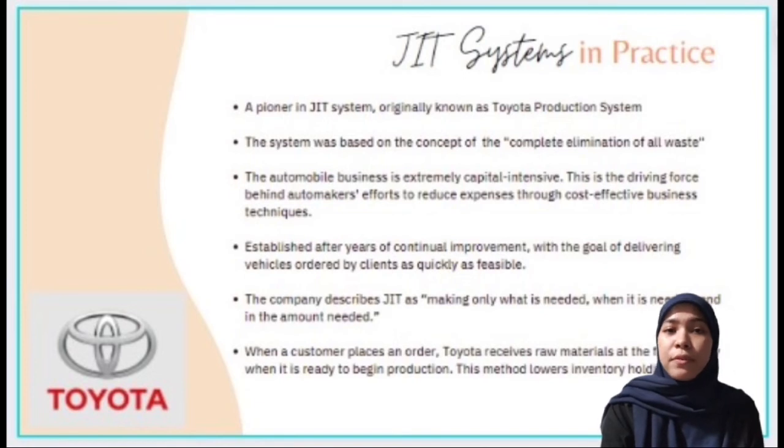When a customer places an order, Toyota receives raw material at the factory only when it is ready to begin production. It leverages its supply chain to ensure that just the parts required to make vehicles arrive on time in this manufacturing process. As a result, the amount of inventory is kept to a minimum, lowering expenses. This also allows Toyota to respond rapidly to consumer demands and lowers inventory holding costs. Until today, they still use the JIT system in their business, and it has become one of the critical successes of Toyota Company. Other automobile companies that use the JIT system are Tesla, Harley-Davidson, and our national car, Proton.